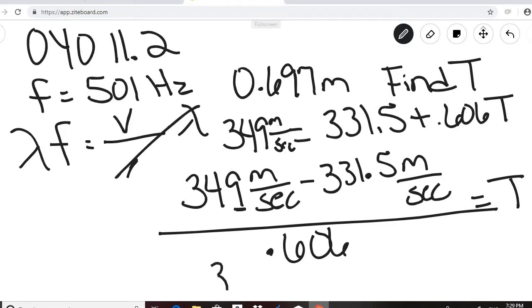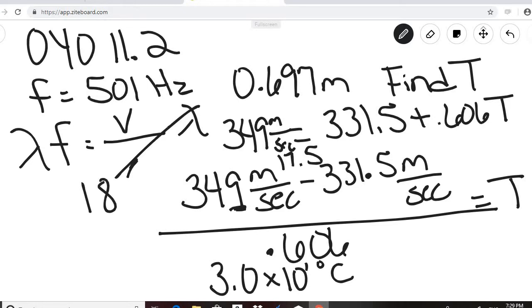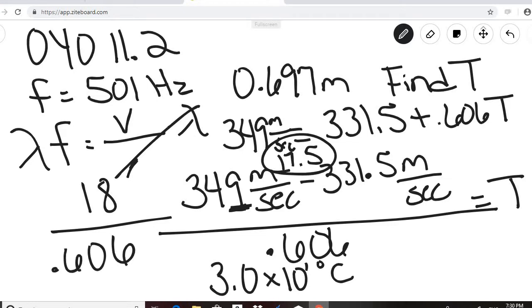So with two significant figures, this will come out to 3.0 times 10 to the 1 degrees C. When we take the difference between these two, that will come out to 17.5, but we can only go out to the ones place since we're subtracting, so this has to be rounded up to 18. And then when we divide that by 0.606, we're left with just two significant figures. Okay, so that is on your own 11.2.